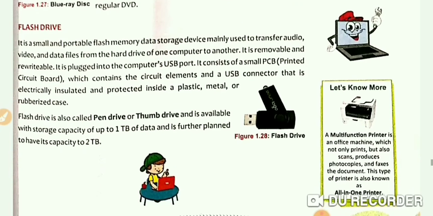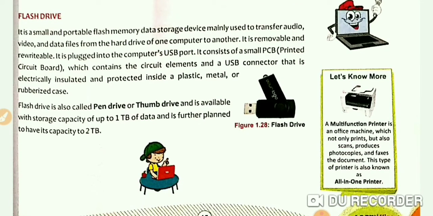Now flash drive, it is the most common storage devices that we use nowadays. It is a small and portable flash memory data storage device mainly used to transfer audio, video and data files from the hard disk of one computer to another. It is removable and rewritable. It is plugged into the computer's USB port.